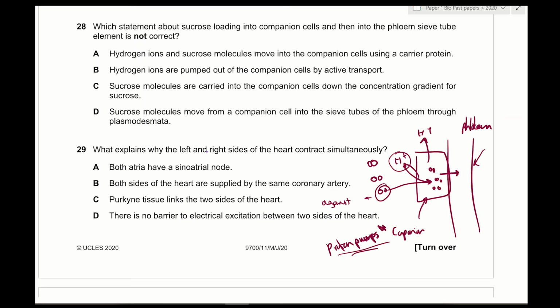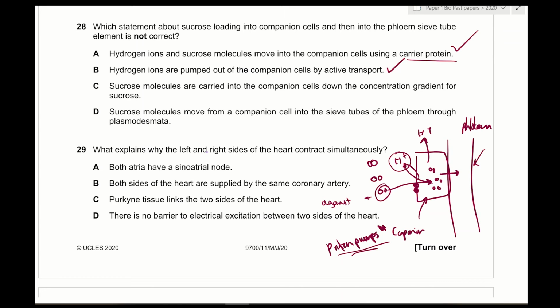Now, let's see the suggestions that we have here. A. Hydrogen ions and sucrose molecules move into the companion cells using a carrier protein. This is correct because a carrier protein is the co-transporter protein. We just said that both of them move into the companion cell by a protein called a co-transporter protein. B. Hydrogen ions are pumped out of the companion cells by active transport. Now, this is correct. We said that this is an active process and hydrogen ions are pumped outside the companion cells by active transport by proton pumps.